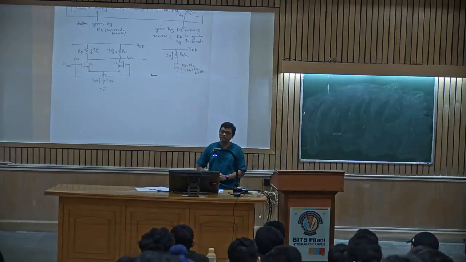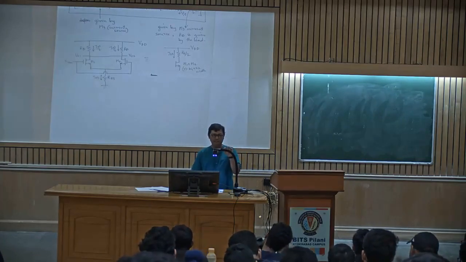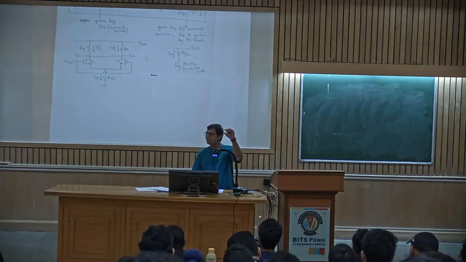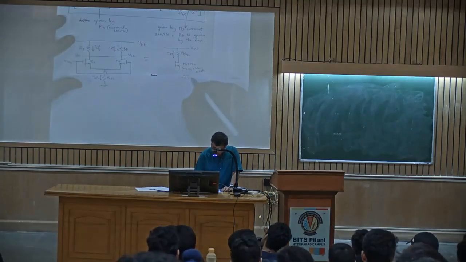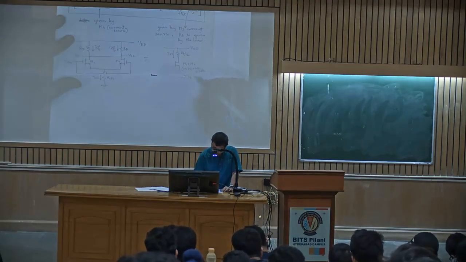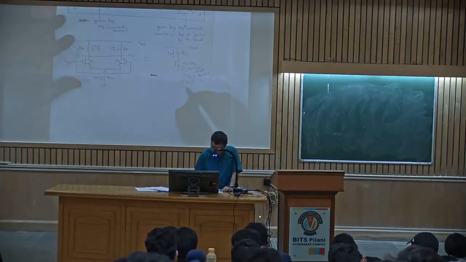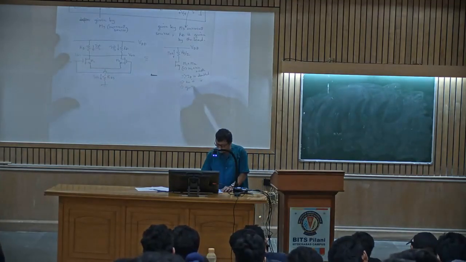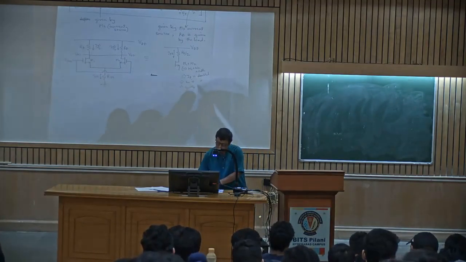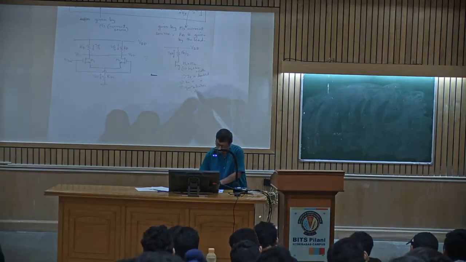Okay? If the width is doubled, what is the influence on the K value? K is equal to mu n C of W by L. W is in the numerator. W is doubled means K is also doubled. Then this implies ID is doubled. Kn is doubled. GM, this is our main intention. What is GM going to be? GM is equal to Kn into VOV, which is also doubled.